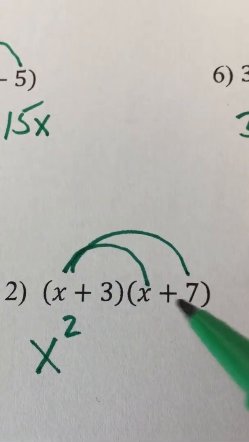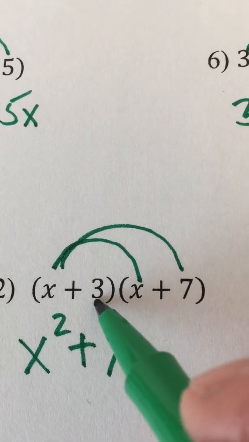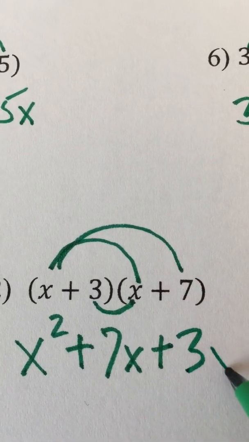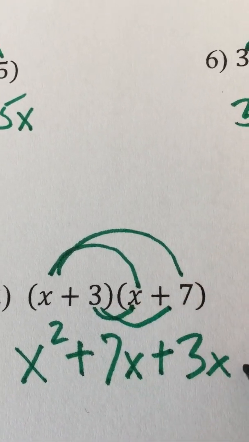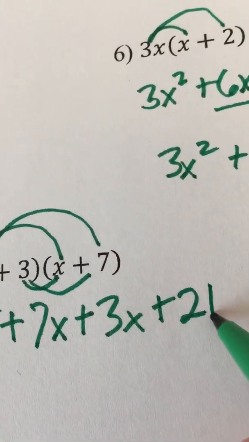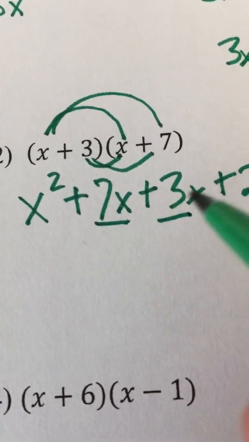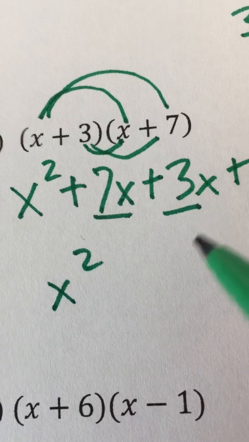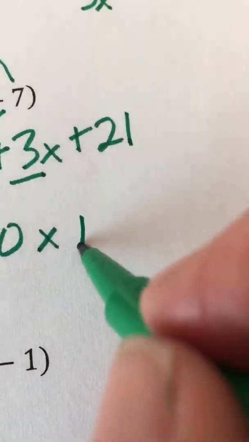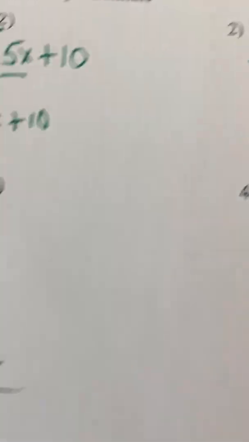X times the next piece. 7 times x is 7x, and it's positive because they were both positive. And then positive times positive is going to be a positive answer. 3 times x is 3x. And positive times positive will also be a positive answer. And 3 times 7 is a 21. And there are no x's in that because there were no x's on either of those pieces. Like terms, the middle two x's go together. So we have x squared. 7 somethings plus 3 somethings is 10 somethings. And plus 21. And none of those are like terms. So that is your answer to multiplying those two binomials.